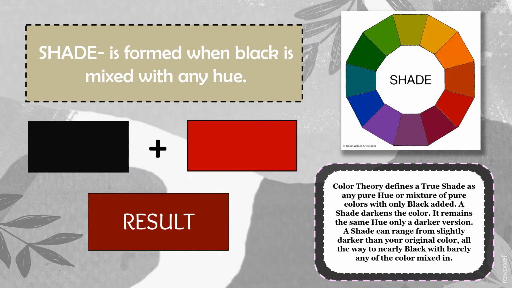A shade is created by adding black to a base hue, darkening the color. This creates a deeper, richer color. Shades can be quite dramatic and can be overpowering. Color theory defines a true shade as any pure hue or mixture of pure colors with only black added. A shade darkens the color. It remains the same hue, only a darker version. A shade can range from slightly darker than your original color all the way to nearly black with barely any of the color mixed in.